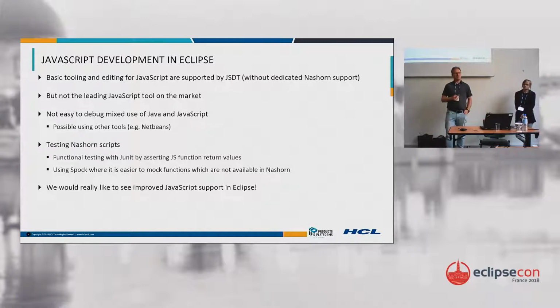And the big problem is that it's not easy to debug JavaScript in Eclipse. It might be possible in some tweaked way, but other IDEs like NetBeans make this very easy. And I think that is something that Eclipse needs to look at. There is support for testing now from script. There is functional testing using JUnit, and there is something called Spock, where you can mock out functions not available in Nashorn. But I think our conclusion here is that we really would like to have better support for JavaScript within Eclipse.